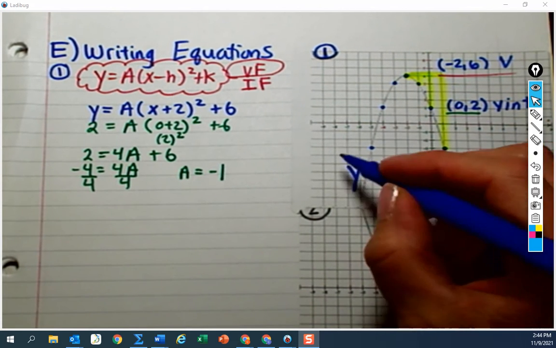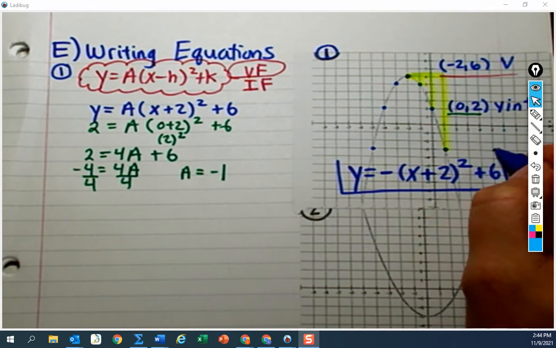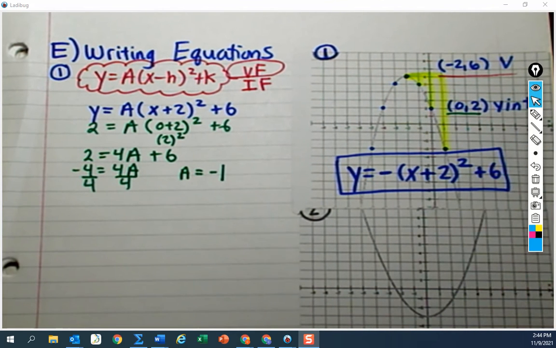How do I make sure it's a parabola? The squared. Okay. You can pick out the a value visually by looking at the counts, or you can do it algebraically.